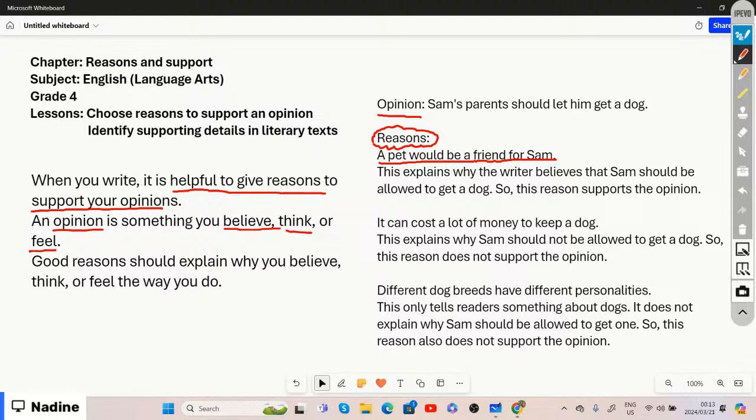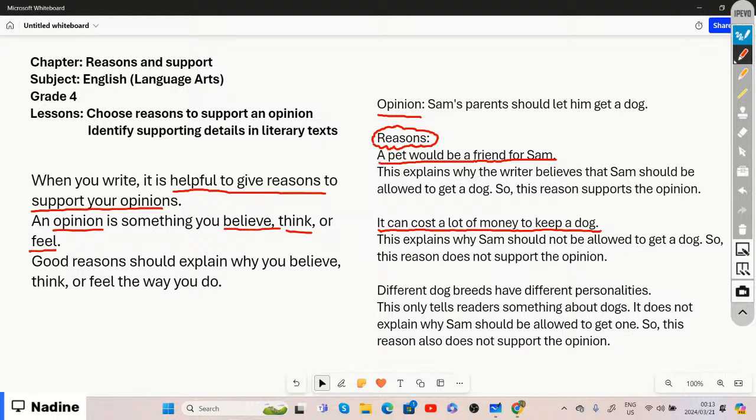Another reason as to why Sam's parents should let him get a dog, it says dogs can cost a lot of money to keep, right? So now this is another reason as to why you should get a dog or should not get a dog, because it costs a lot of money to keep. This explains why Sam should not be allowed to get a dog. So this reason does not support the opinion.